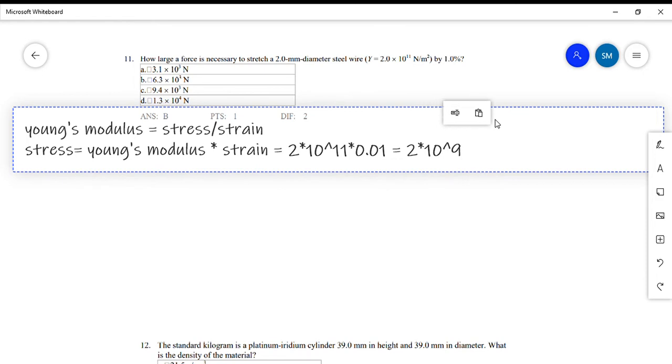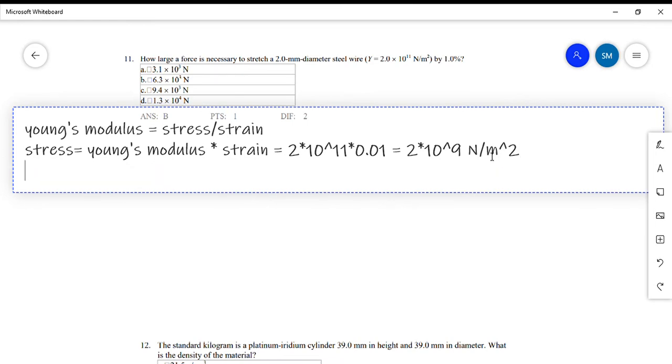Newton per meter square. This is the stress. He wanted to know the force, so we have to know the area of the cross section. As stress is equal to force over cross-section area.